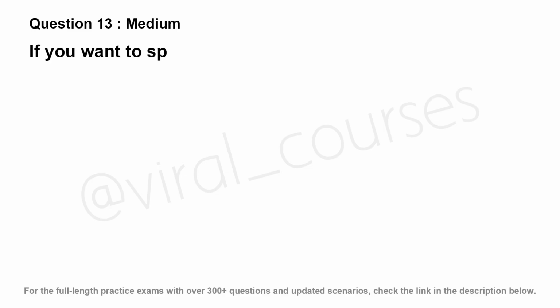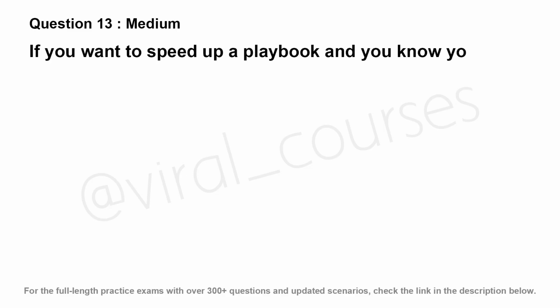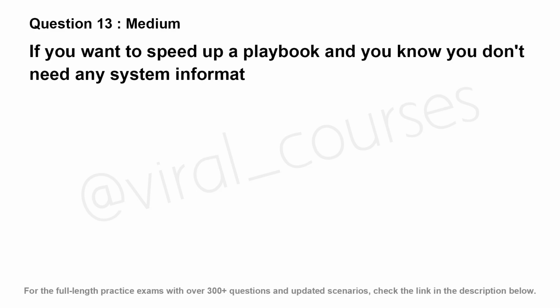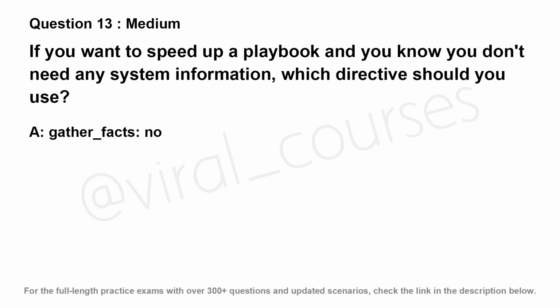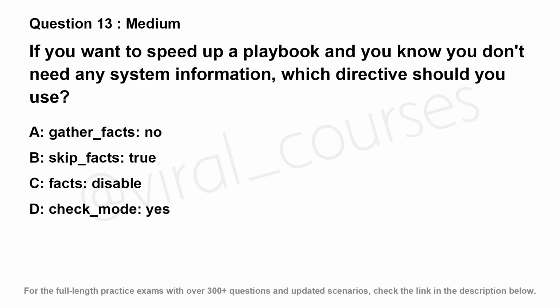If you want to speed up a playbook and you know you don't need any system information, which directive should you use? Option A, gather_facts: no. Option B, skip_facts: true. Option C, facts: disable. Option D, check_mode: yes.